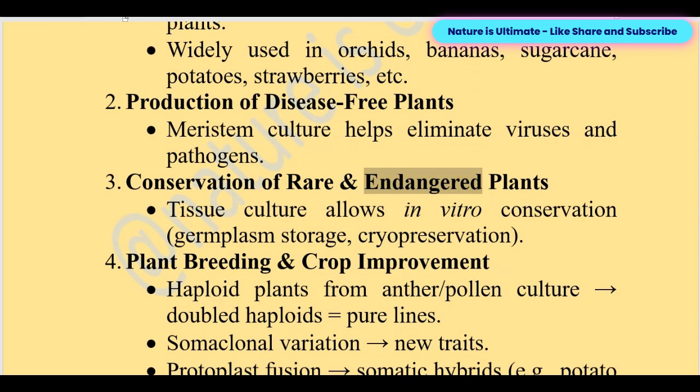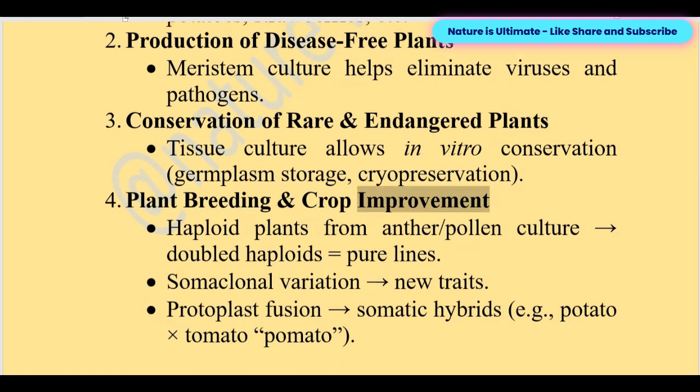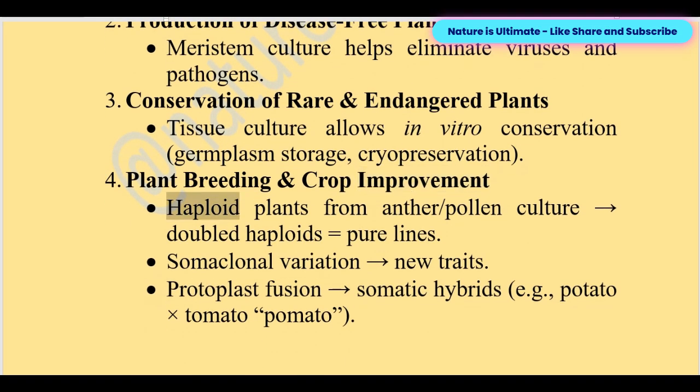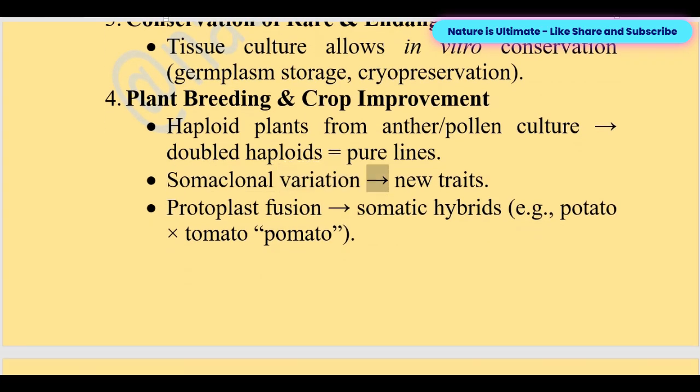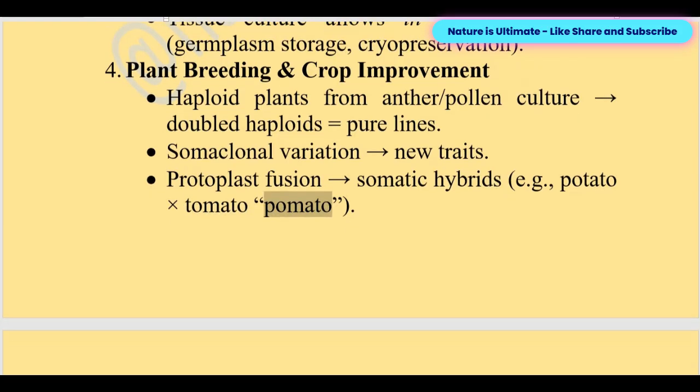Conservation of rare and endangered plants. Tissue culture allows in vitro conservation, germplasm storage, cryopreservation. Plant breeding and crop improvement. Haploid plants from anther/pollen culture → doubled haploids = pure lines. Somaclonal variation → new traits. Protoplast fusion → somatic hybrids, example potato × tomato.